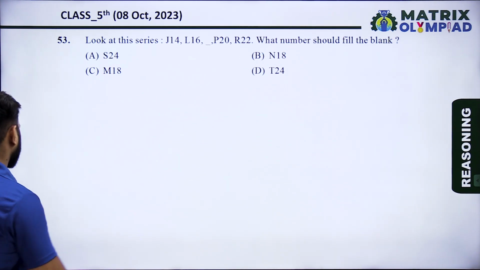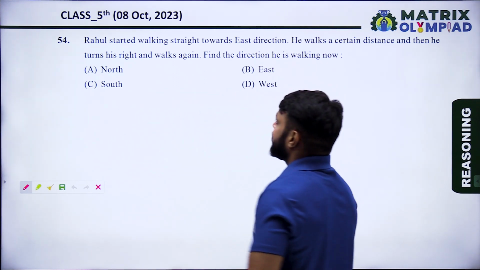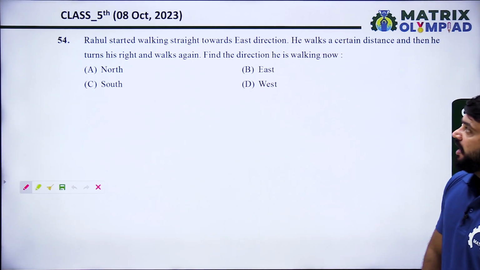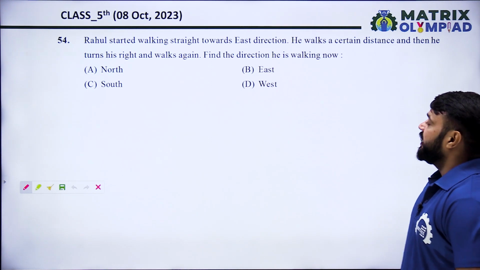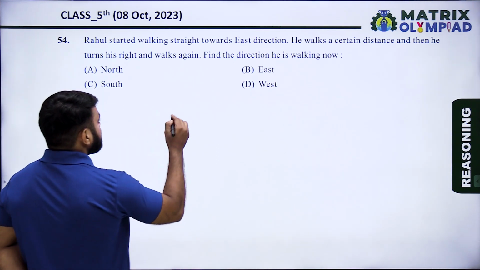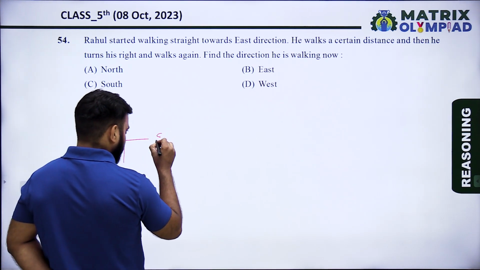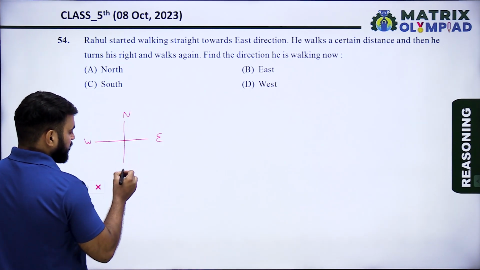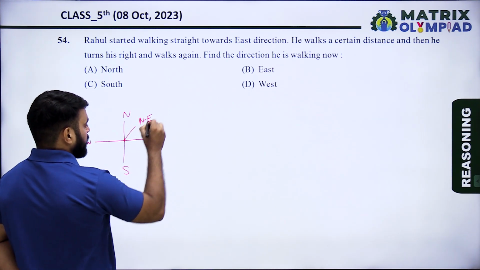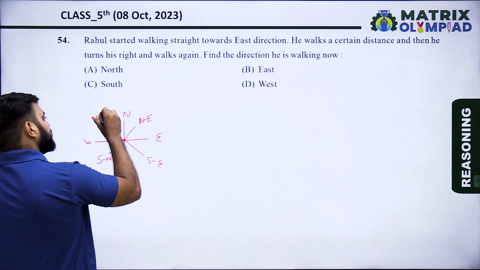Now let's move on to the next question. Question number 54. Rahul started walking straight towards the east direction. He walks a certain distance and then he turns right and walks again. Find the direction he is walking now. First of all, before solving this question, we should know that there are 4 directions: east, west, north and south. And 4 cardinal directions: northeast, southeast, southwest and northwest.